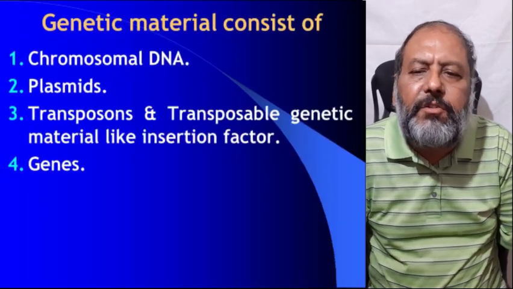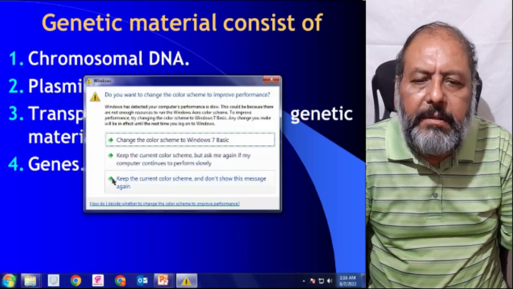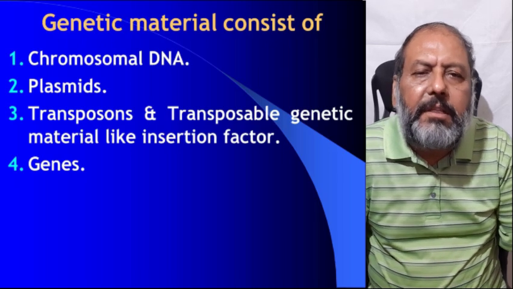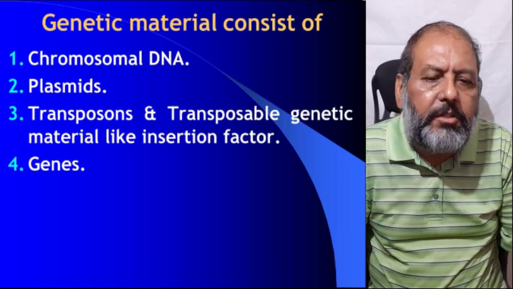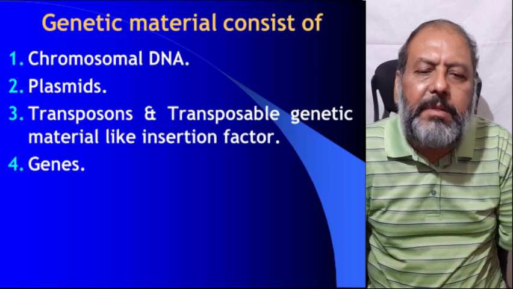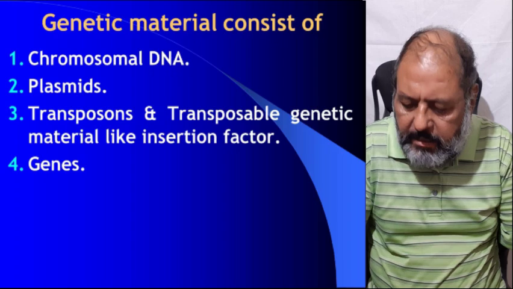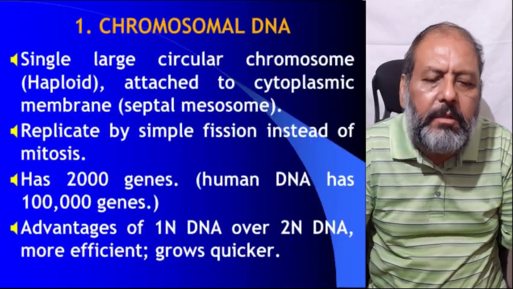Genetic material consists of four things. One is chromosomal DNA, the other is plasmids, the third is transposons and transposable genetic material like insertion factors from one bacterium to another, and then genes which can be transferred from one bacterium to another.